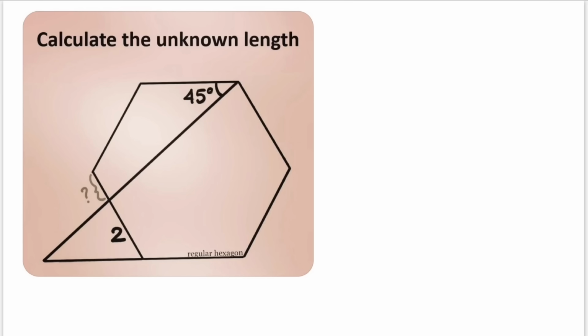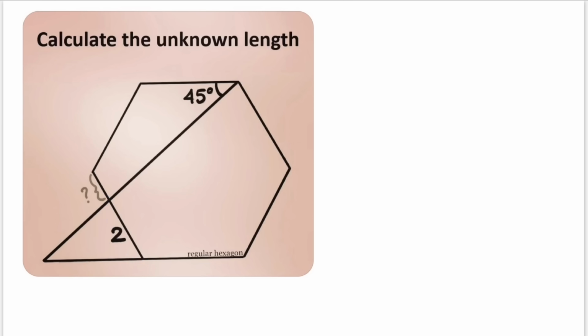But anyway, here we have a regular hexagon. So we have 6 sides and all the sides are equal and all the interior angles are equal. And we know that this angle here is 45 degrees and we know this side here is 2. And because this is the only length that's given, we must involve this length.